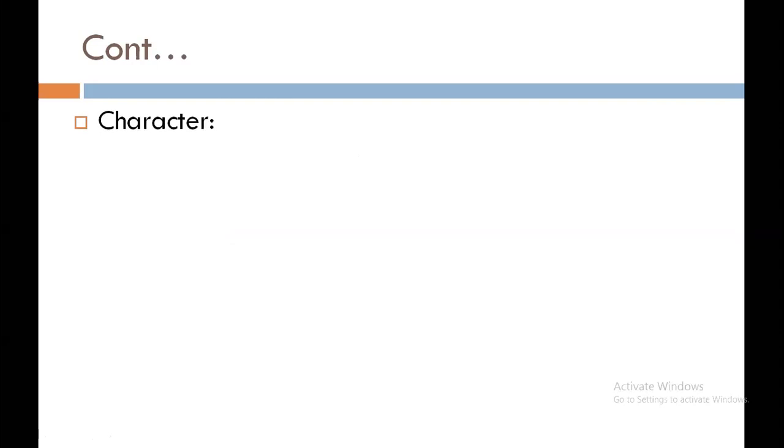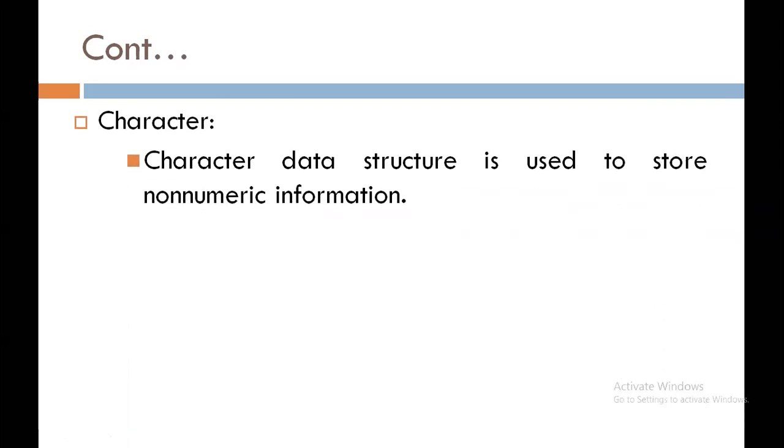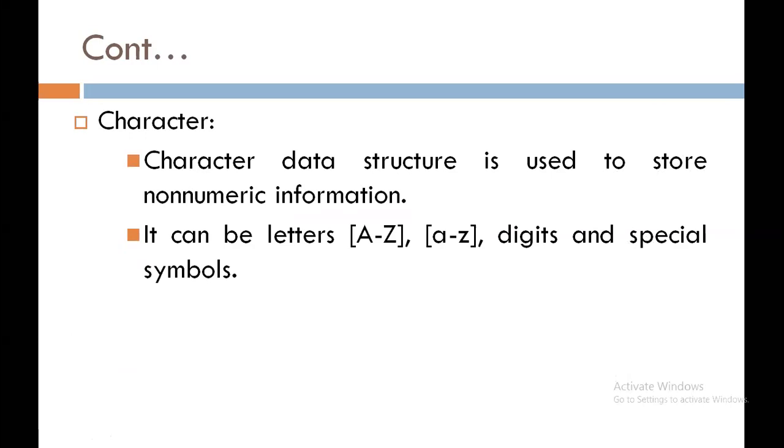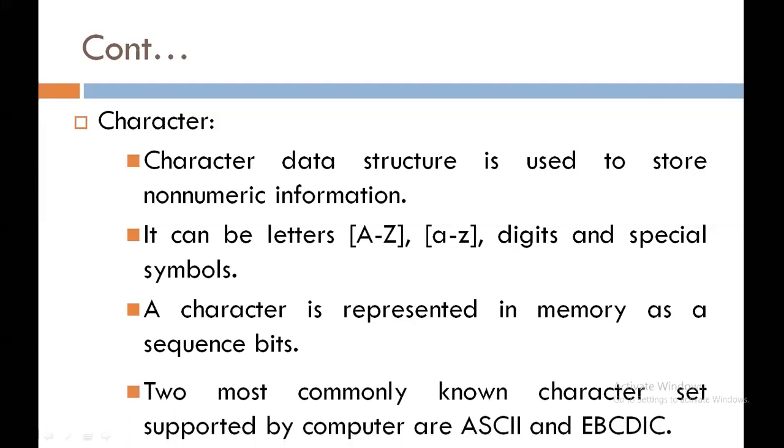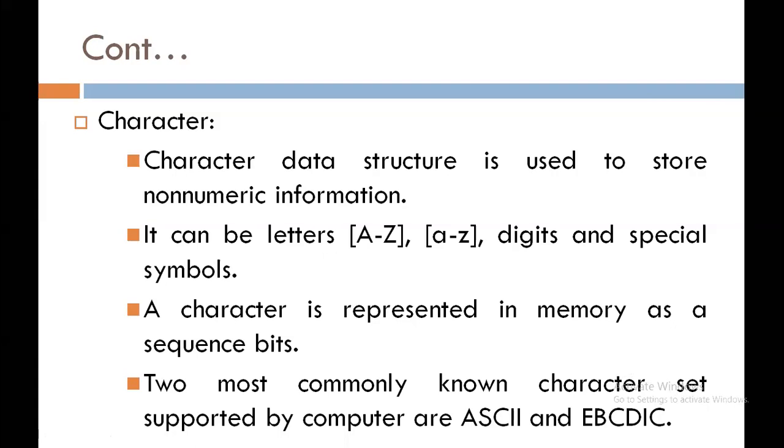Next data structure is character. It is used to store non-numeric information. It can be letters, capital letters from A to Z, small letters a to z, digits, and special symbols. A character is represented in memory as a sequence of bits, and a sequence of characters is called a string. Two most commonly known character sets supported by computers are ASCII and EBCDIC.